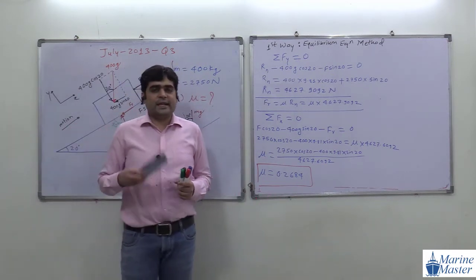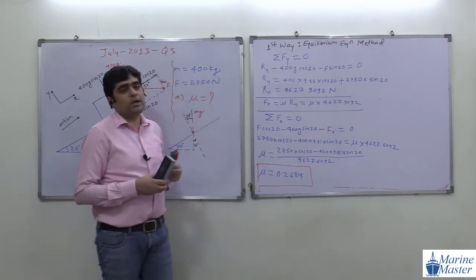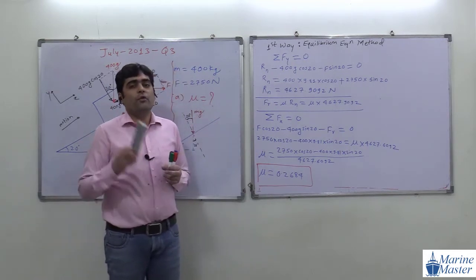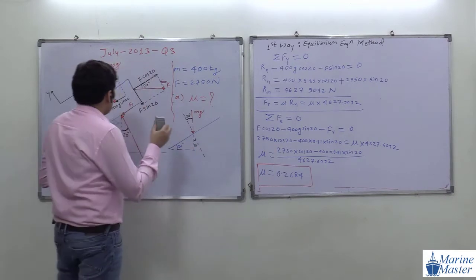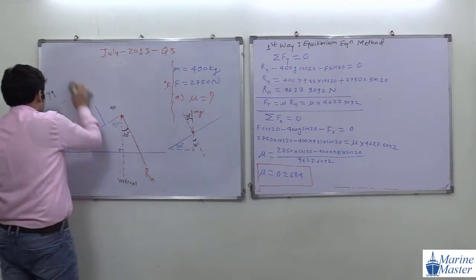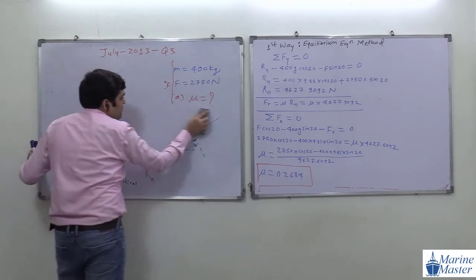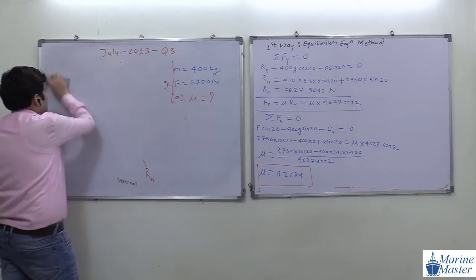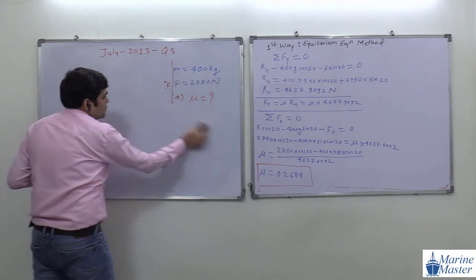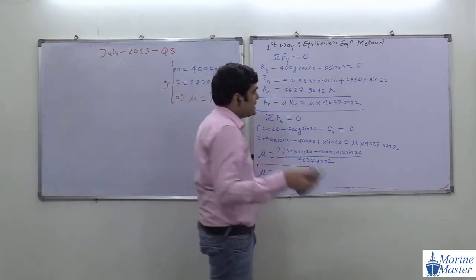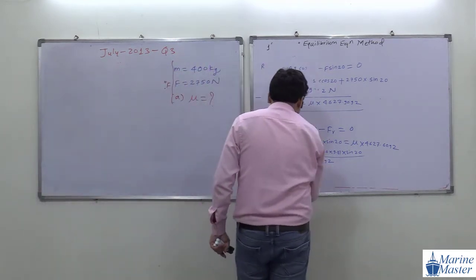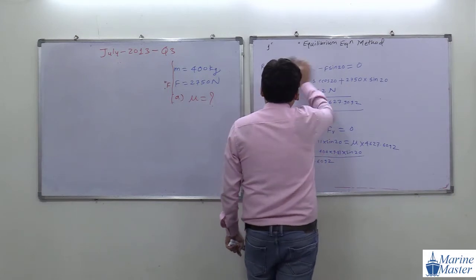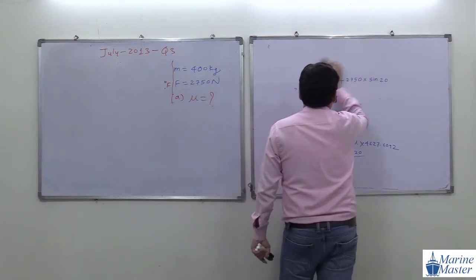Now guys, our second way is what? Force vector diagram method. We are going to find out mu by using the force vector diagram method. What is the condition for the force vector diagram method, guys? When to use the force vector diagram method?